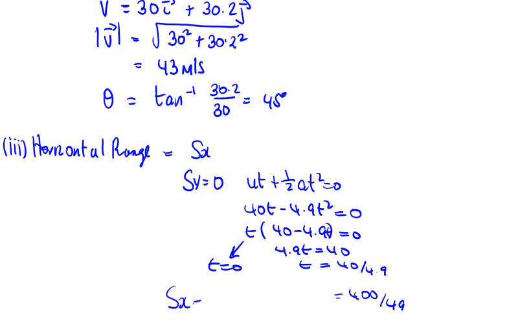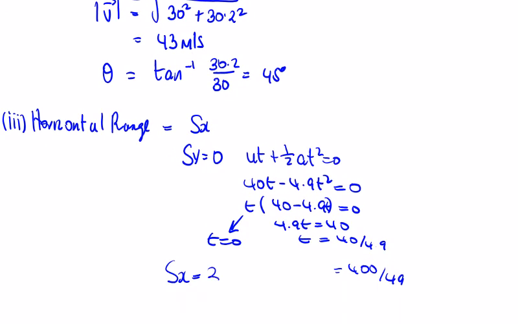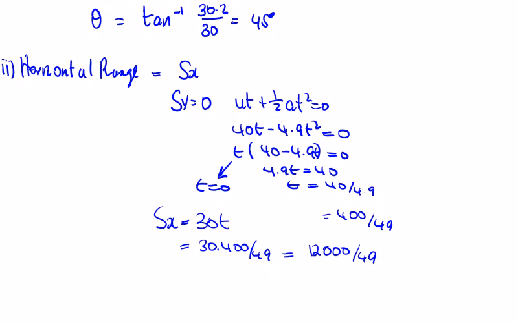So s of x is equal to my u, which was this 30, times t, 30t, which is equal to 30 by 400 over 49, which is 12,000 over 49. And as a decimal, correct to 1 decimal place, that's 244.9 meters. So that's question 10.